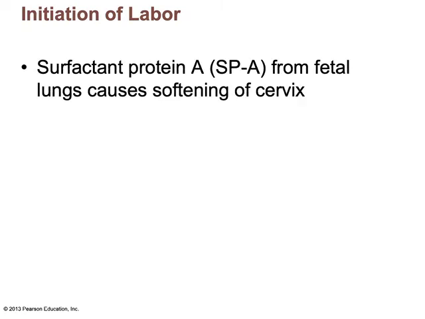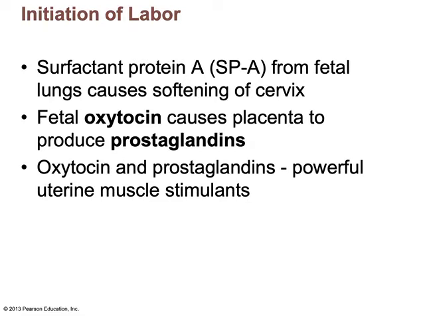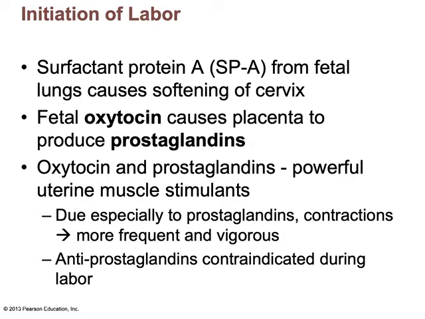Surfactant protein from the fetal lungs can cause softening of the cervix. Fetal oxytocin from the posterior pituitary causes the placenta to generate prostaglandins. The oxytocin and the prostaglandins are going to cause smooth muscle contraction in the myometrium of the uterus. Okay, so it's the kid that starts this off. Now we should point out that the maternal oxytocin will also play a role here. Due to the high levels of prostaglandins, the contractions become more frequent and more vigorous. Antiprostaglandins, as a result, should not be used during labor.